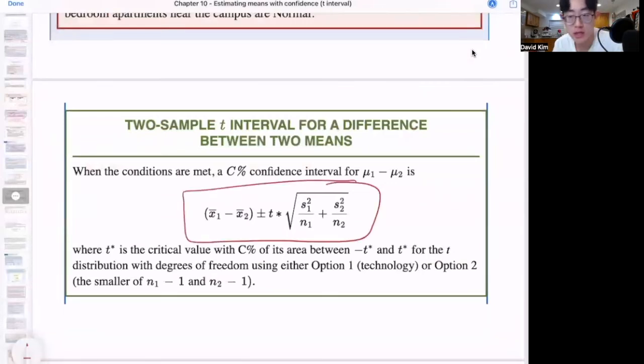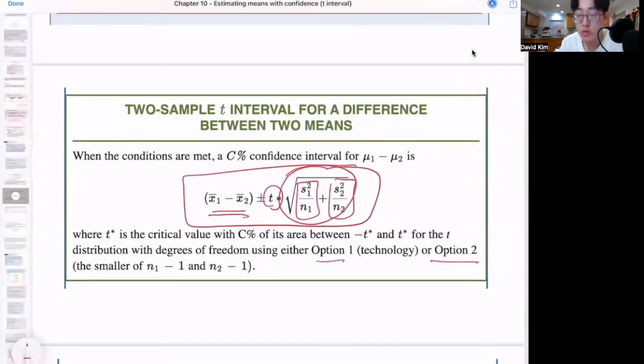This is another formula that I would like for you to write down. Yes, it's crazy, but it's pretty much the same thing as before. We subtract the means, and then it's t star times the standard deviation. But now, obviously, we have to add the variances together. So we have to square the whole thing, add them up, and then square root the whole thing.